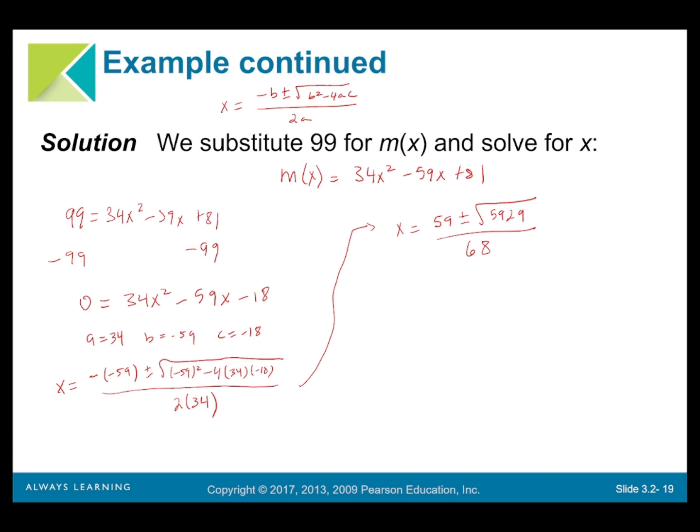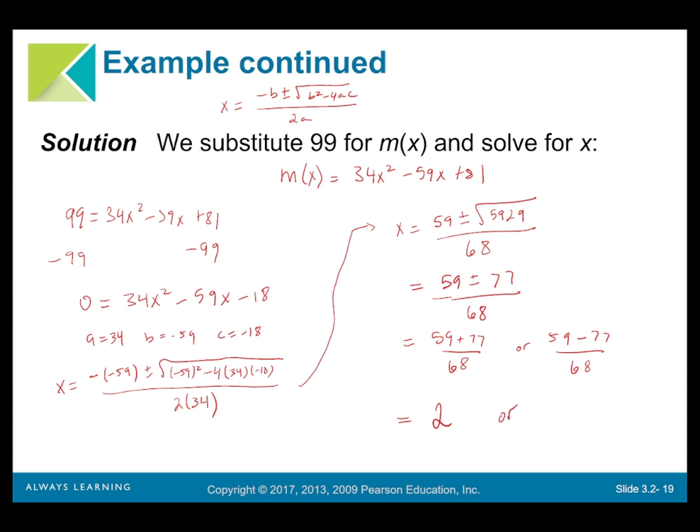Now, shockingly, 5929 is actually a square. If you put it in your calculator, you get 59 plus or minus 77 over 68. But that is just 59 plus 77 over 68, or 59 minus 77 over 68. This is where we break up the plus and the minus. We handle them separately. So 59 plus 77 is 136, and 136 divided by 68 is 2. What a nice whole number to end up with.